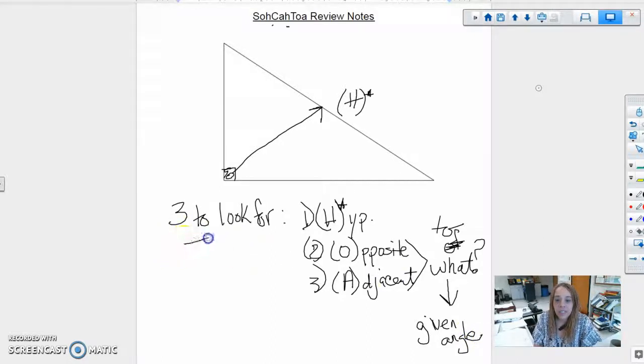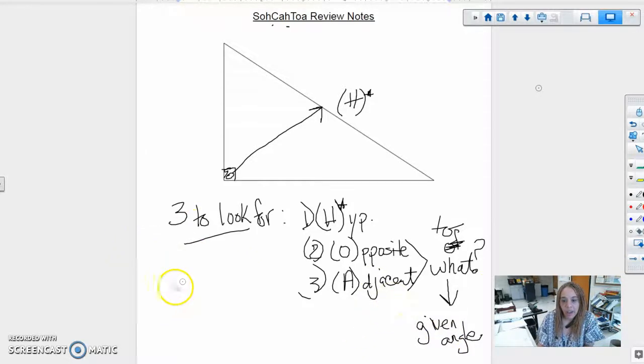There are three things that we're looking for: a hypotenuse, an opposite, and an adjacent. These are all going to be lines. And the hypotenuse, again, is always easy to find. It's across from the 90-degree angle. But the opposite and adjacent, like opposite of what? Adjacent to what? The given angle. So what does that actually mean?